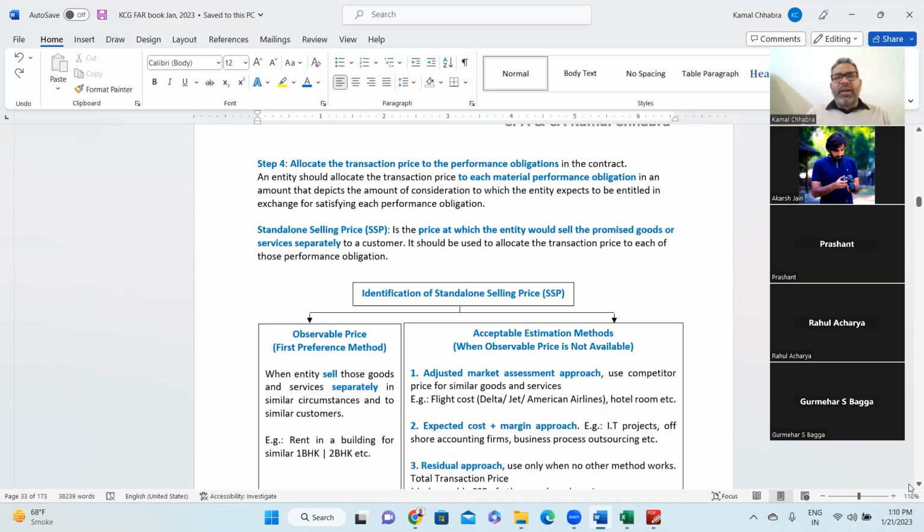So there are certain methods which are defined in the standard. One is the observable price method, and the second is the acceptable estimation method.